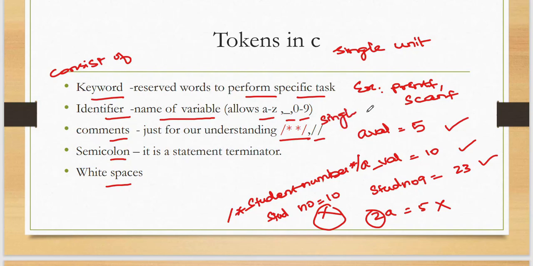If I want to make a single line a comment, I have to use the double slash. And if I want to make multiple lines, some set of 10 or 20 lines, a comment, then I can use slash star, and at the end of the statement I can use star slash. That is called a multi-line comment. These comment lines are not executed by the computer, which is only for our understanding.